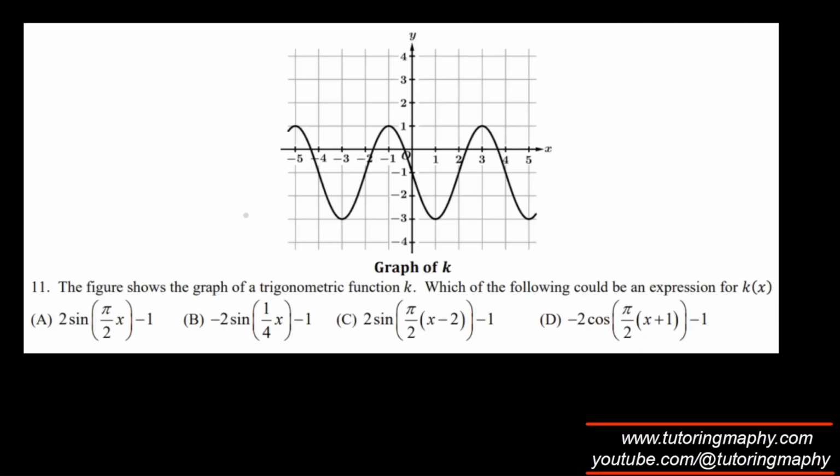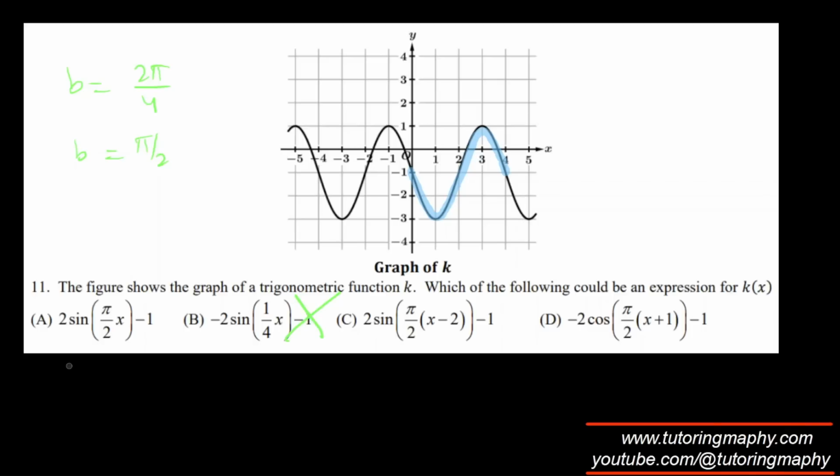Right, over here, I think the midlines are all negative 1. Amplitudes are matching. Well, let's find B because B is different. What is the period? Period is this, which is 4 units. So the value of B is going to be 2 pi over period, which is 4, which is pi over 2. So it's definitely not this one.